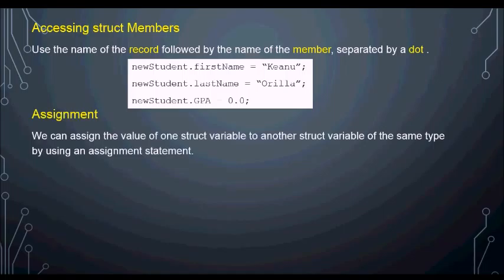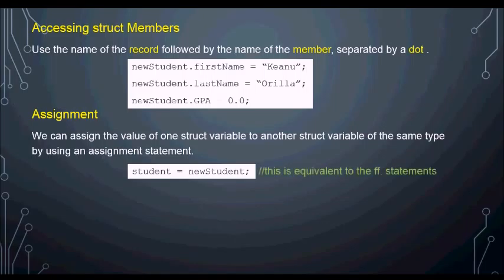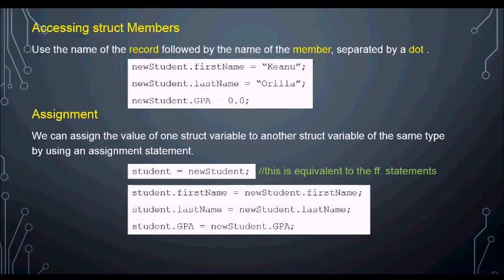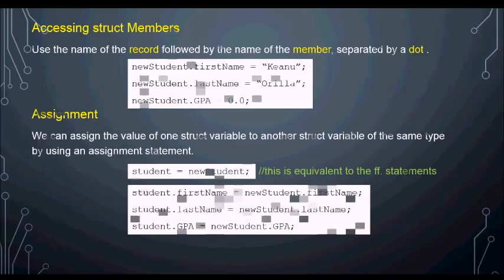Assignment. We can assign the value of one struct variable to another struct variable of the same type by using an assignment statement. For example, we want to assign the value of newStudent to student. This is how we do it. student.firstName equals newStudent.firstName. student.lastName equals newStudent.lastName. student.GPA equals newStudent.GPA.